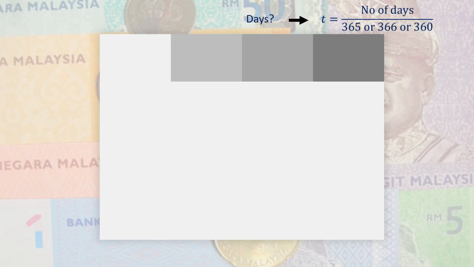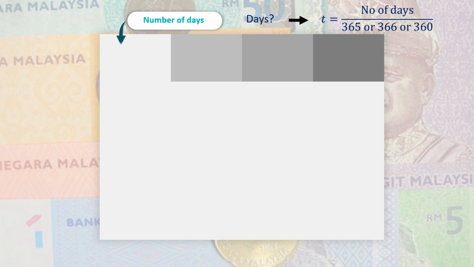If the term is given in days, we have to substitute T is equal to the number of days divided by 365 or 366 or 360. This depends on the method of time concept. However, if the term is given between dates, there are two methods to find the number of days.